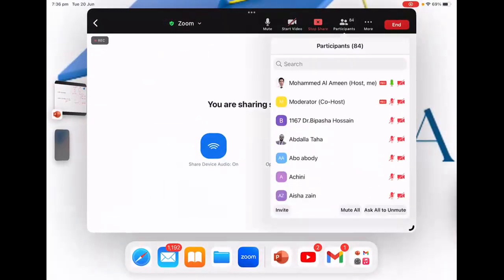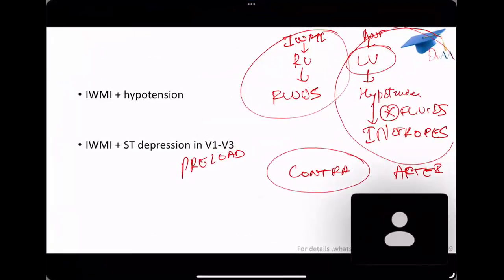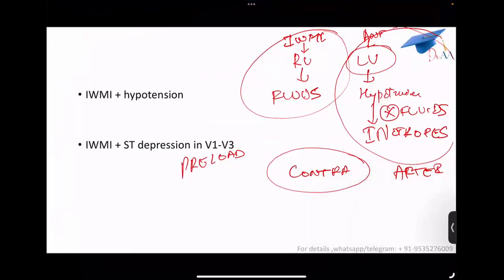Otherwise, it can't go to the different parts of the body. That's why we start on inotropes. In this case, if you give fluids, it will result in pulmonary edema, he will get shortness of breath, then you might have to intubate him. So it will be a disaster if you give fluids here.